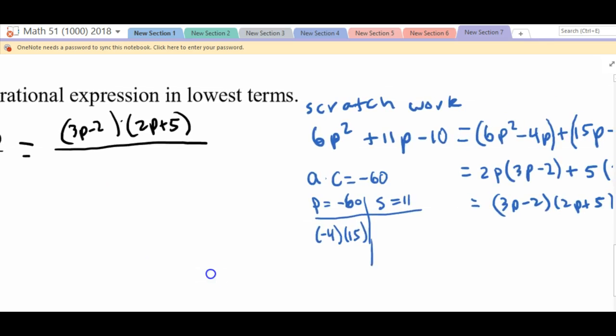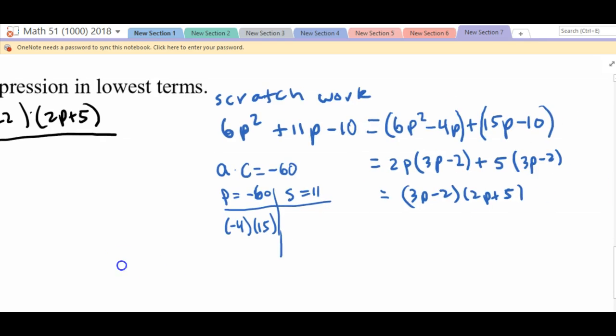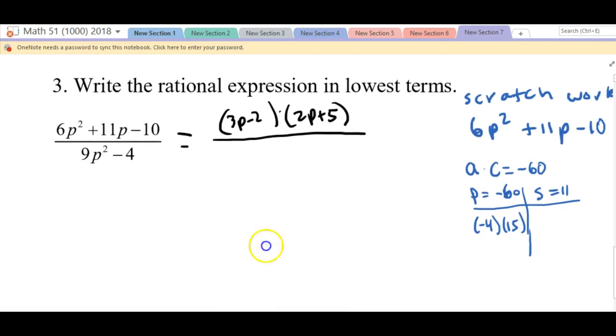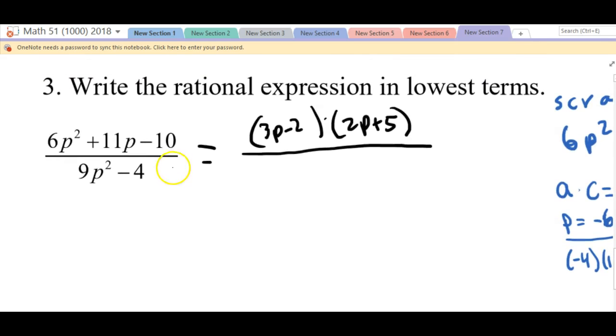Did everyone get most of that already? Just ask me after class and I can show you again. But so we just factor that. Now what about the denominator? I need to factor that.